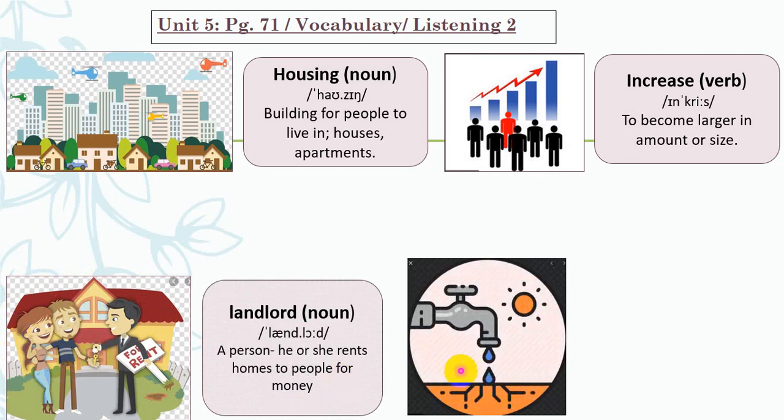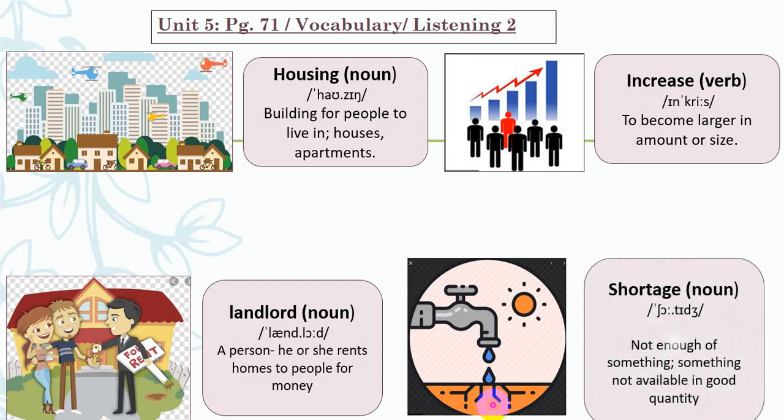What is this word? What do you see? Do you see a lot of water coming from the tap? No, the water is very little. It's just coming in drops. So when something is not enough, not present in a large amount, we call it shortage. Shortage is a noun: not enough of something, something not available in good quantity. Okay.